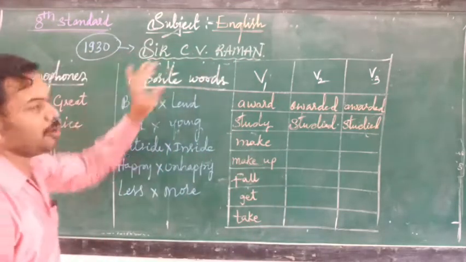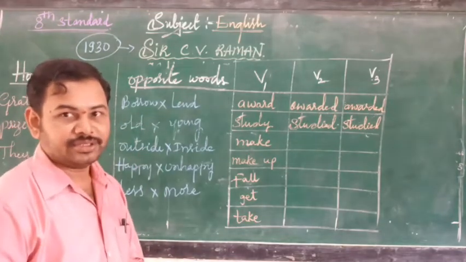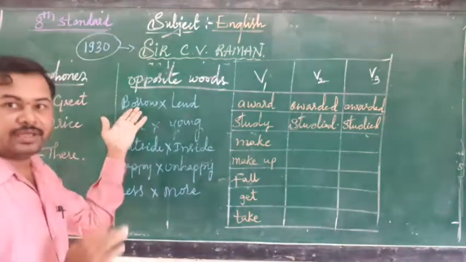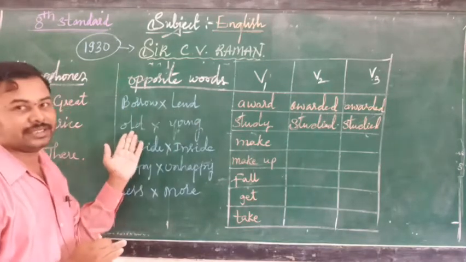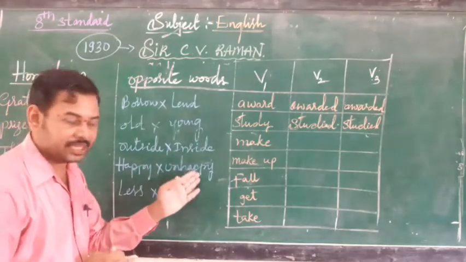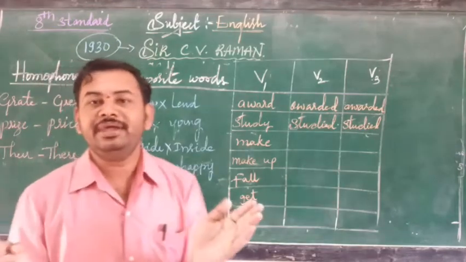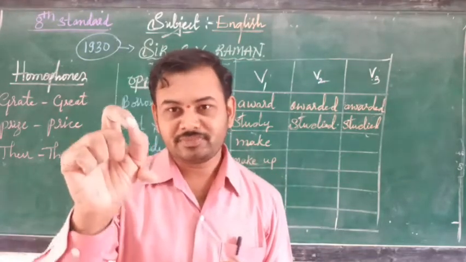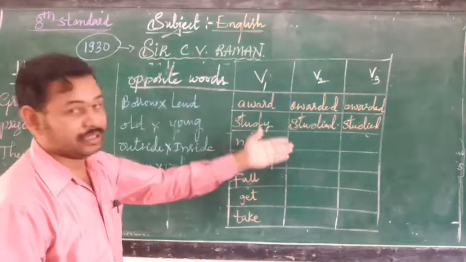Then next one, opposite words. This kind of opposite words will be asked in your examination. Got it? So concentrate more on these things. See, borrow. I already told you when I was teaching in the class. Borrow, lend. Old, young. Outside, inside. Happy, unhappy. Less and more. And also there are many opposite words in your text. Today's homework, you should write 10 opposite words.